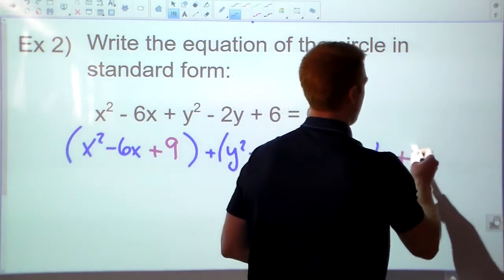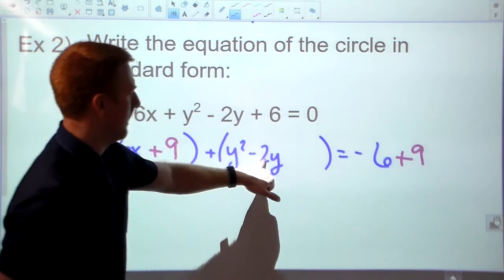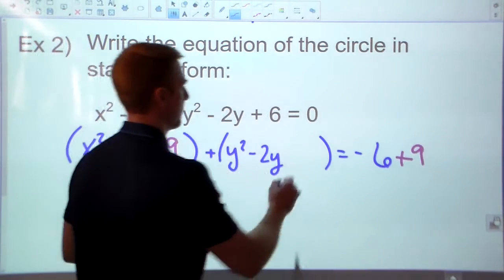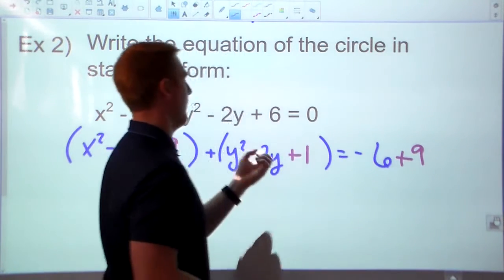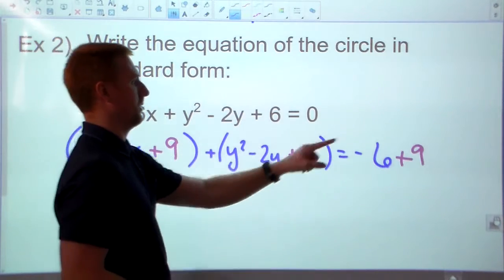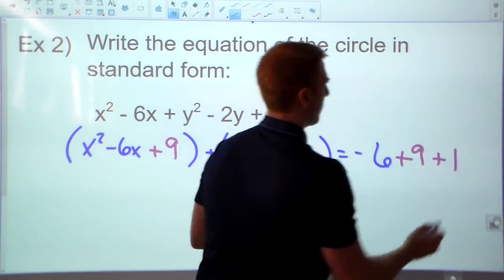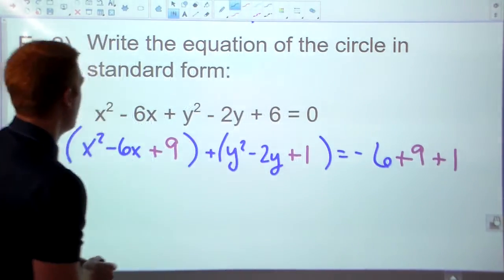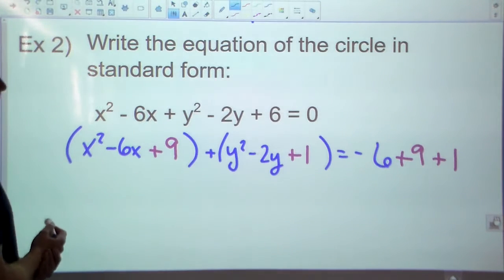And here we're going to take half of 2, which is 1, and square it, so that's going to be 1. Again, I made that up. It wasn't there already, so as long as I put it over there, we're good to go. And now we can kind of reduce it down. We should be done really soon.